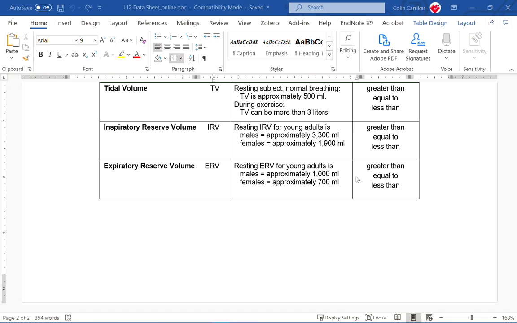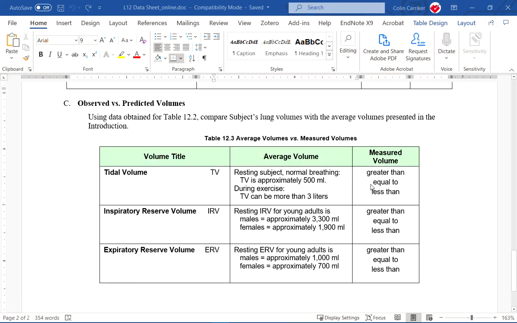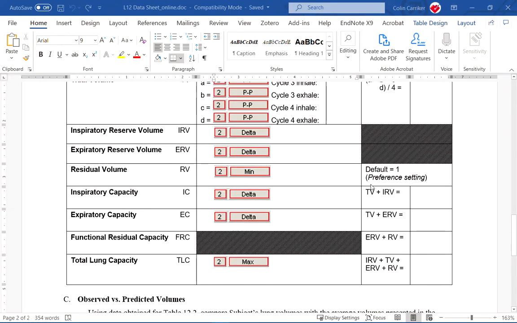Don't forget to fill in the answers to your discussion questions below the data collection sheet, and that'll be what you'll turn in for this week's lab write-up.